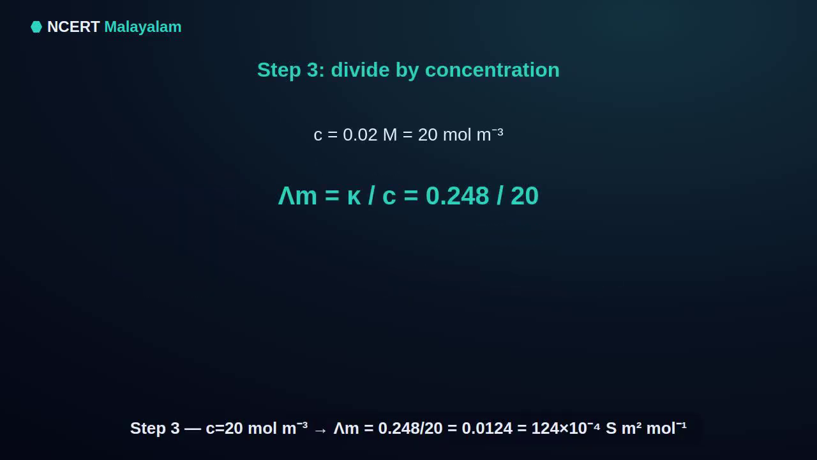Step 3. The concentration is 20 moles per cubic meter. So molar conductivity equals kappa divided by concentration, that is 0.248 divided by 20, which is 0.0124, or 124 times 10 to the minus 4 Siemens meter squared per mole.